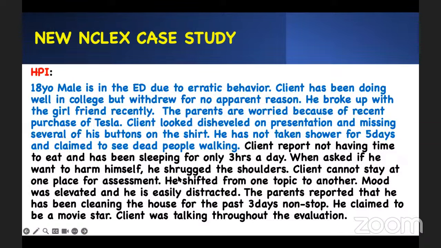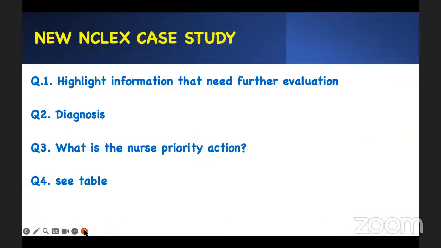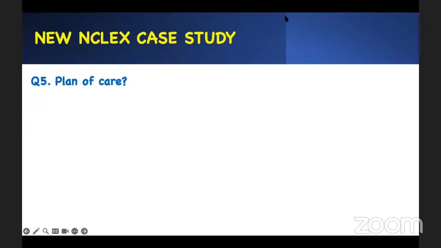When I asked if he's going to kill himself, he shrugged his shoulder. He cannot stay still for the exam. He shifted from one topic to another. Mood is elevated, right? He's easily distracted. Parents are worried because he's been cleaning the house for like 3 days nonstop. He claimed to be a movie star. He's talking throughout the evaluation. So, what is your plan of care? The plan of care is our content.